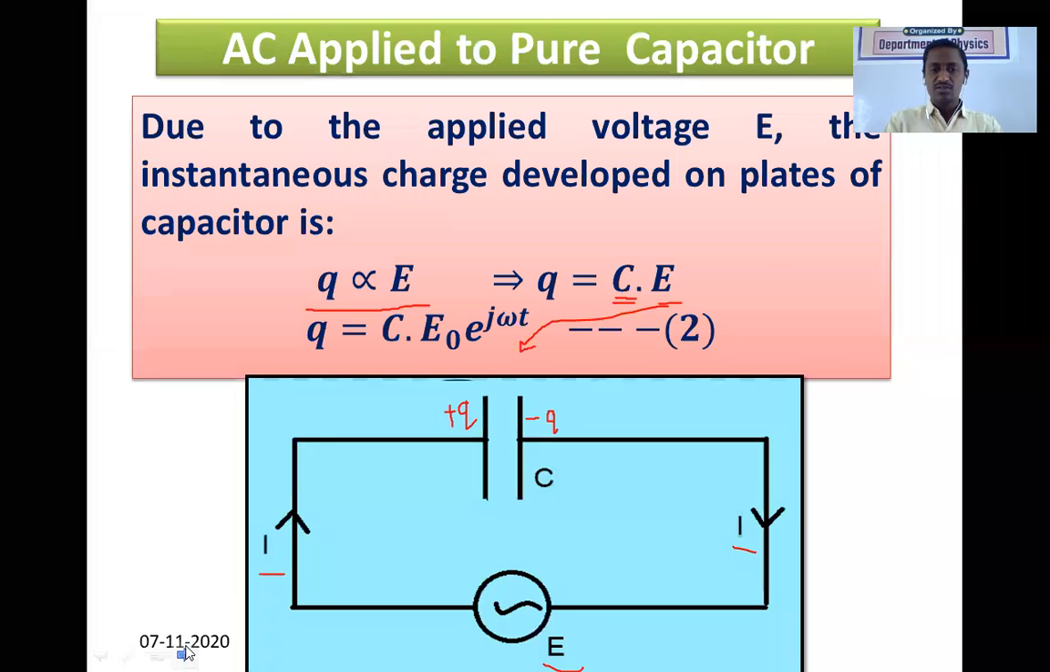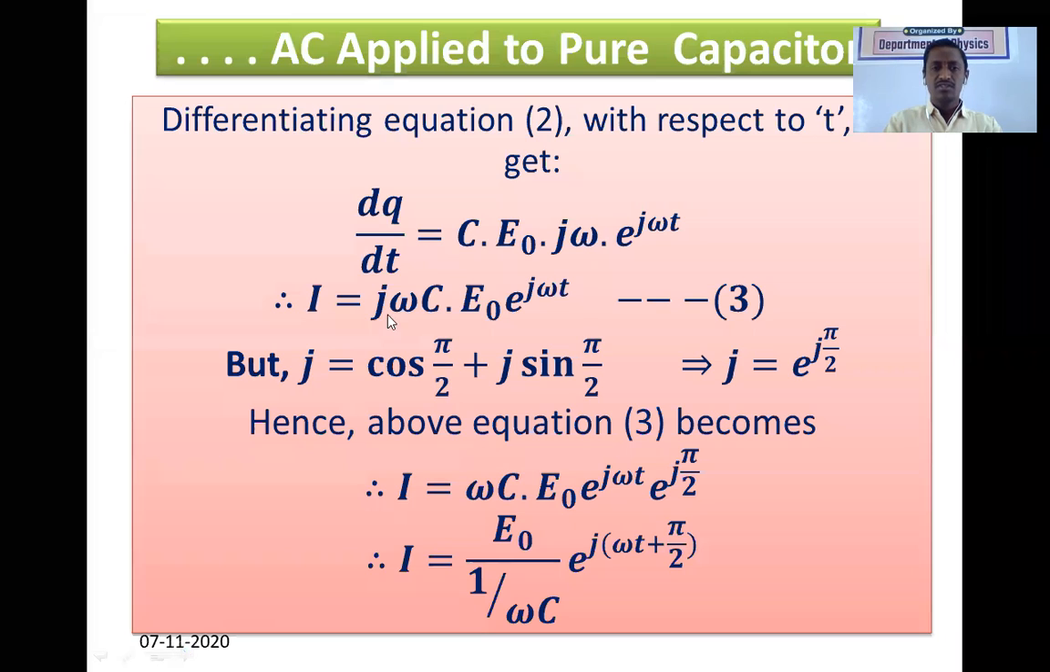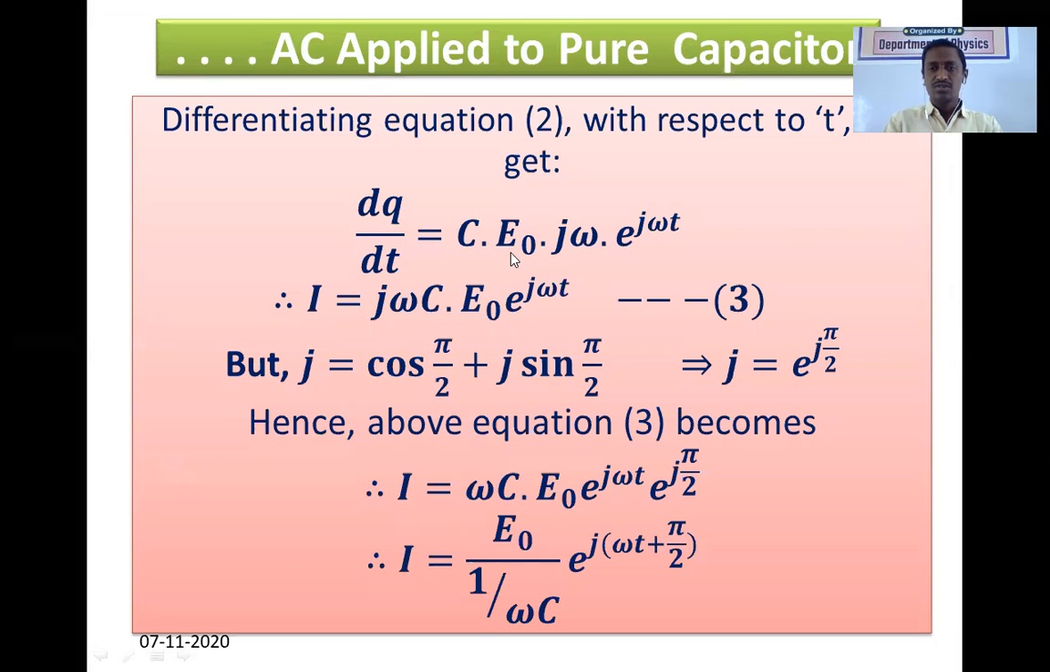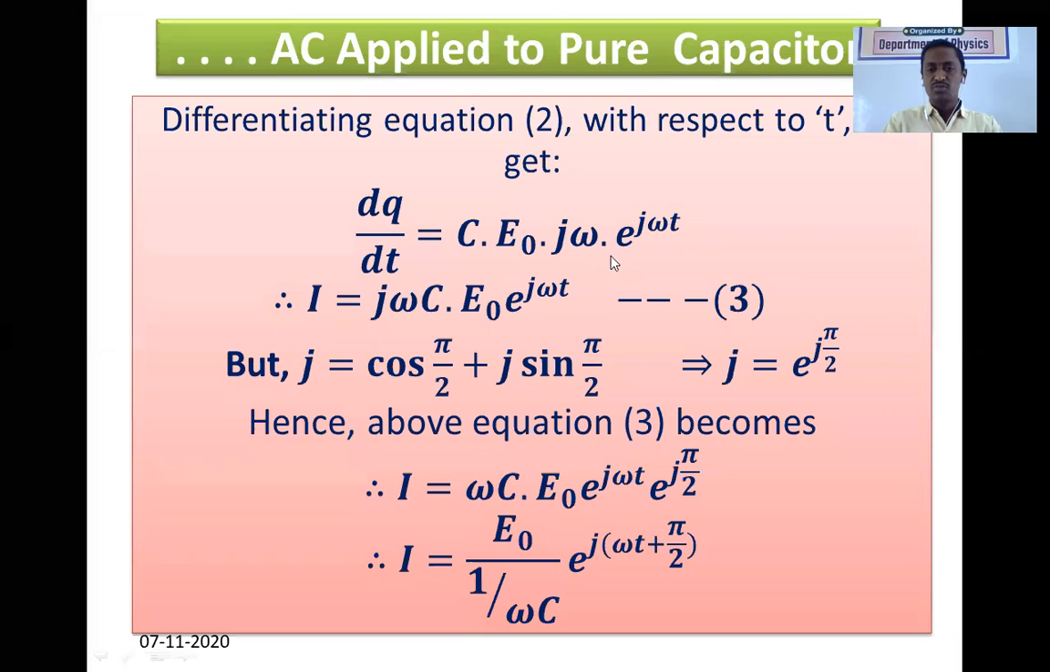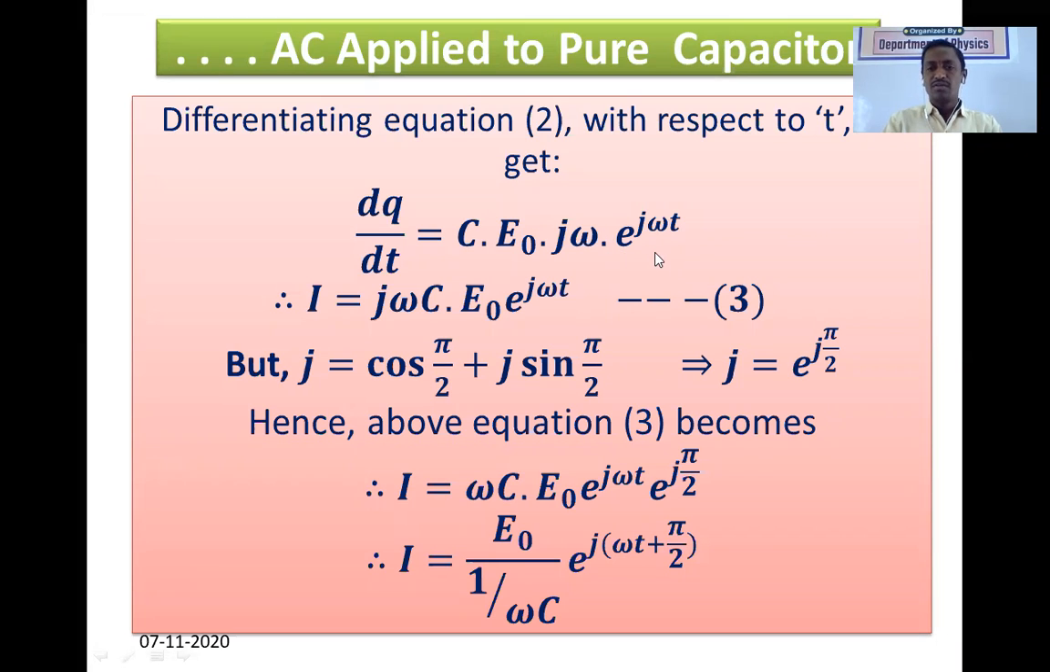Okay, differentiate with respect to time. What happens? So q will be differentiated as dq by dt. C is a constant quantity, E0 is a constant quantity. Then differentiation of e to the power j omega t will be e to the power j omega t into the derivative of the power, that is j omega t, which will be j omega. So its differentiation will be C E0 j omega into e to the power j omega t.